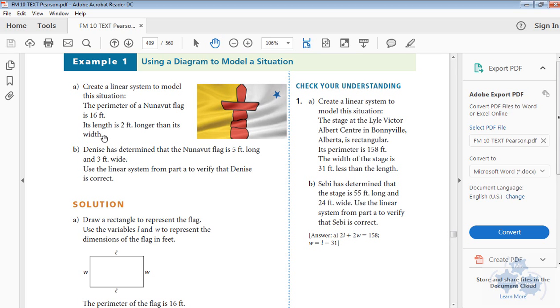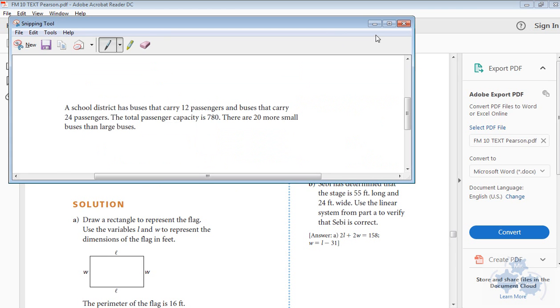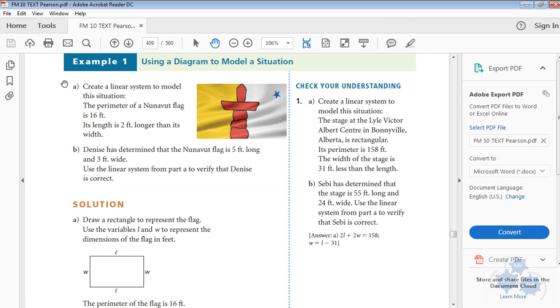One of the important things that you need to do when we're doing systems of linear equations is figure out what the variables should be and what they represent. And when you're doing that, you have to ask yourself, what is this question actually asking for? Well, we're trying to find length and width for the flag. So L for length, W for width is where probably we want to go. So this first part, and I'll just cut this for you.